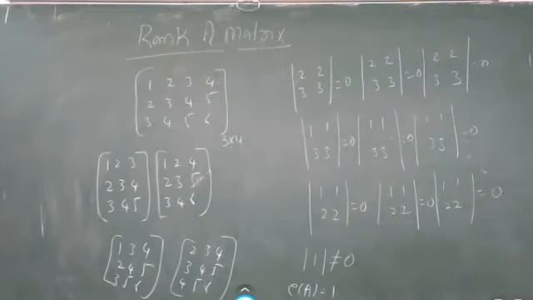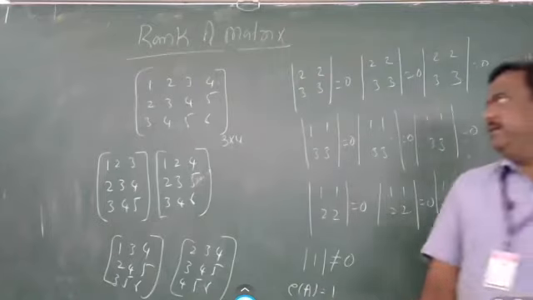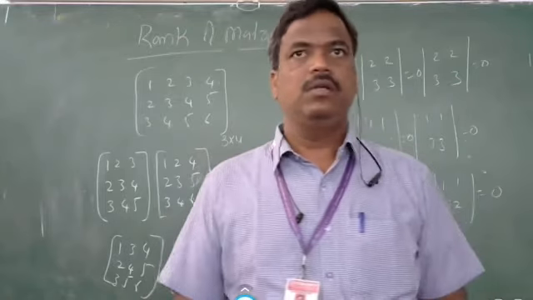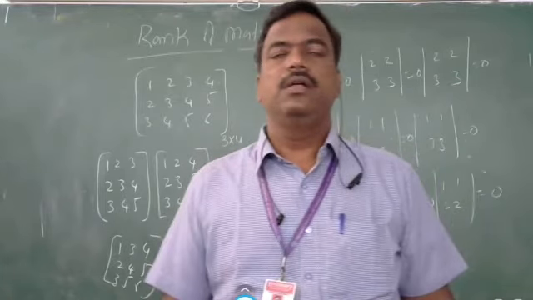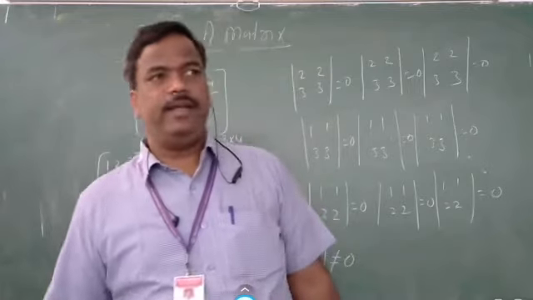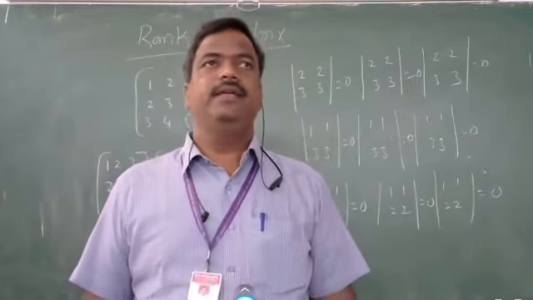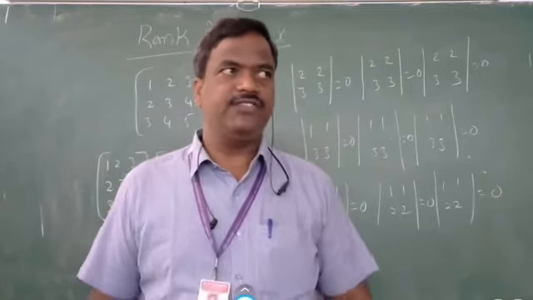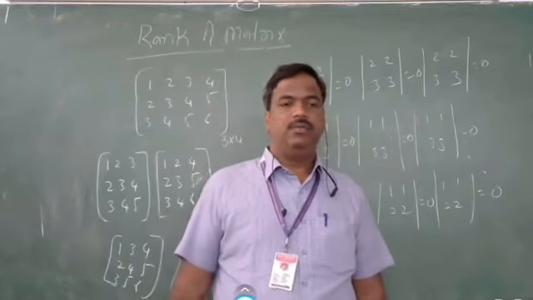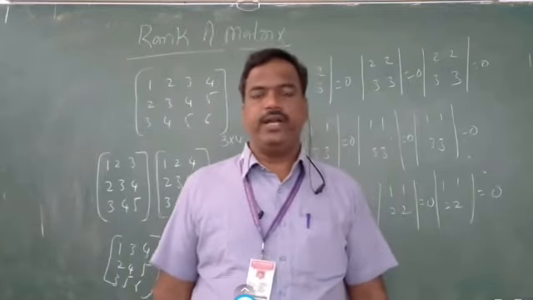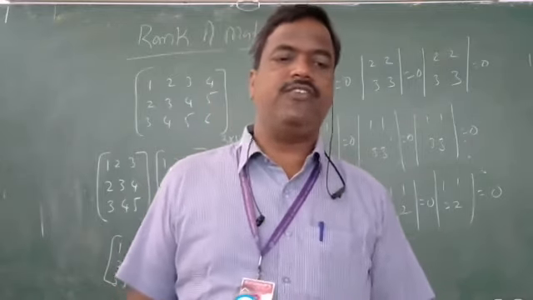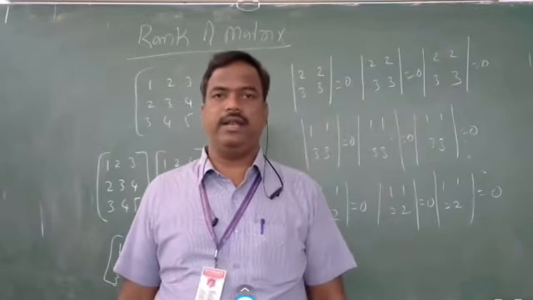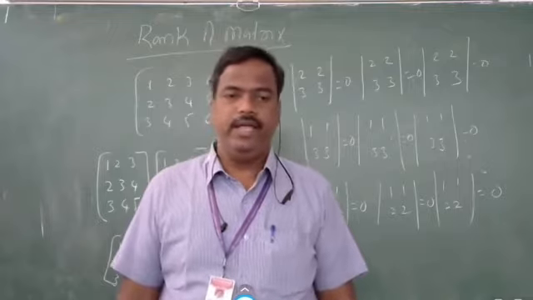That will be the rank of matrix. Listen once again, the rank of matrix definition is: let R be any positive integer, said to be the rank of the matrix if it satisfies the 2 conditions. One condition is at least one non-zero minor of order R, and the second one is if the minor of order R plus 1 exists.